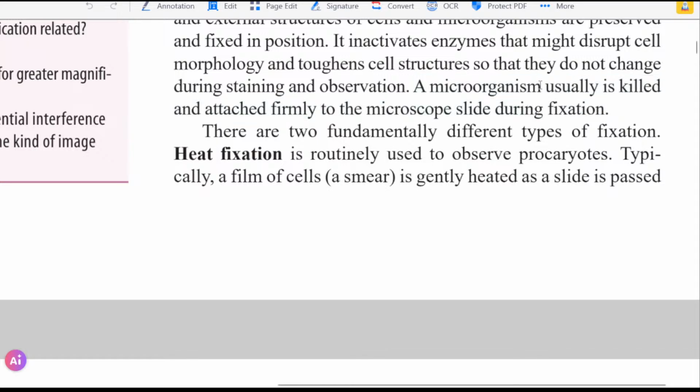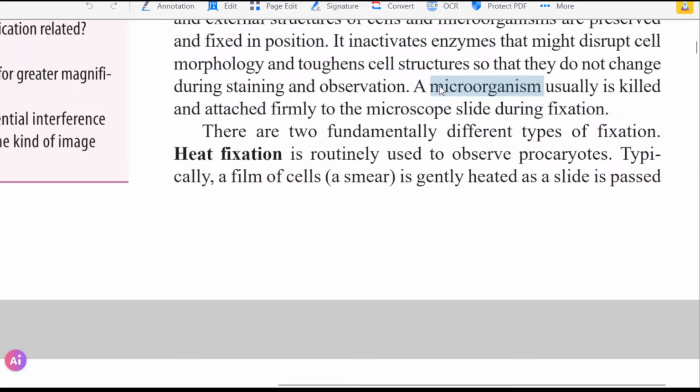So they are saying usually the microorganism is killed. This is the easiest way for the microorganisms to get fixed, because if you kill them, automatically their enzymes will stop working. Automatically their cell morphology won't change, right?